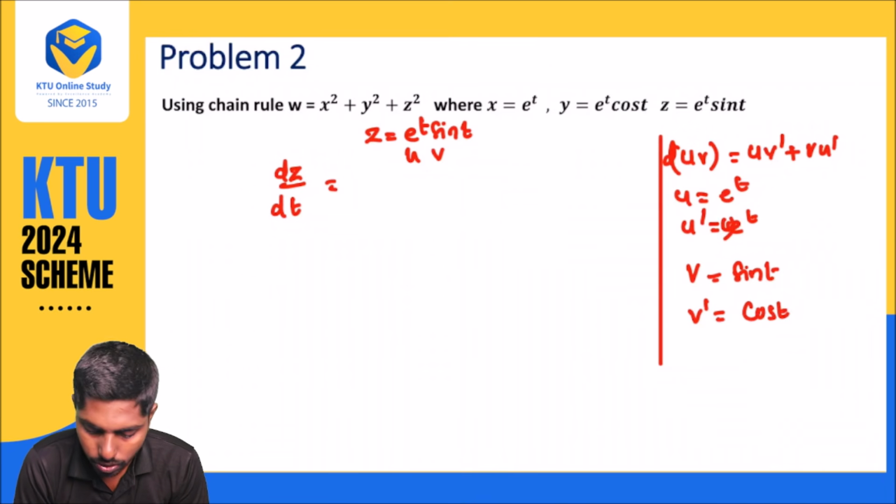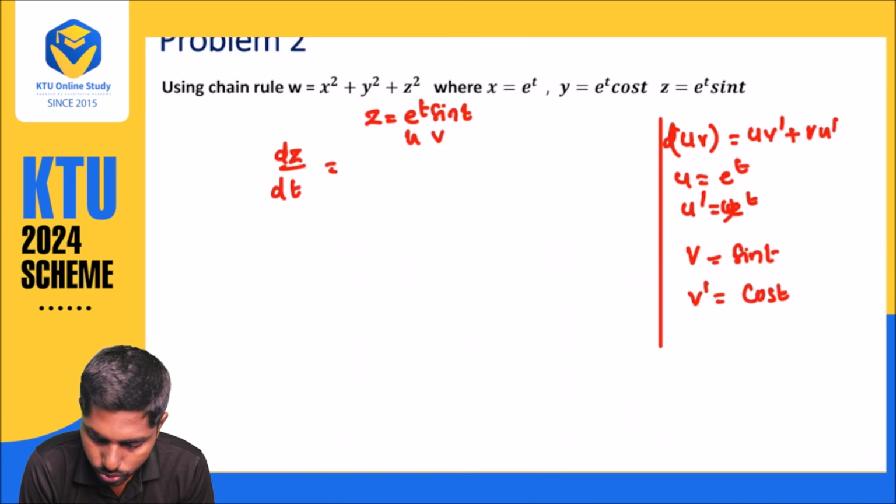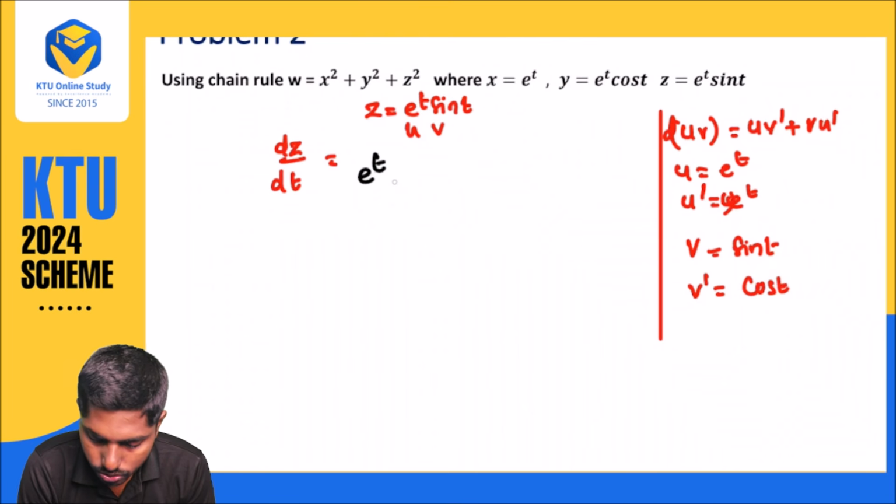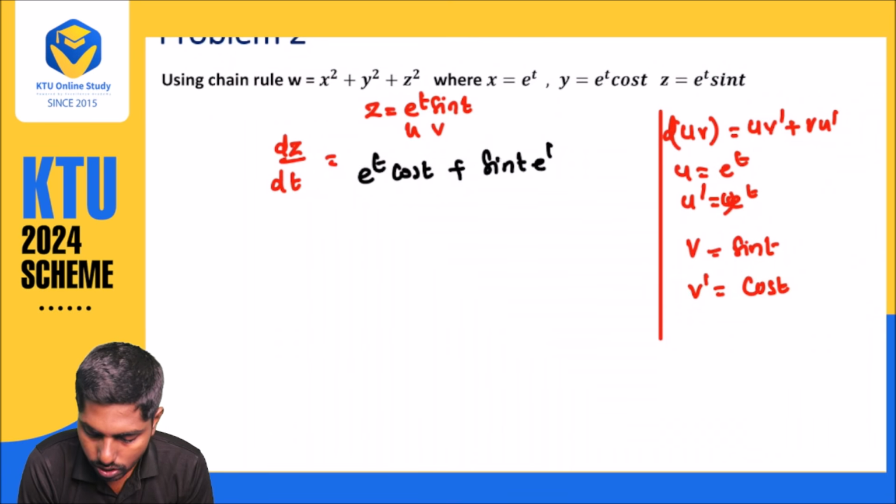Just substituting the formula, we will be getting u is equal to e power of t into cos t plus sin t into e power of t. So when taking e power of t common, it will become cos t plus sin t.